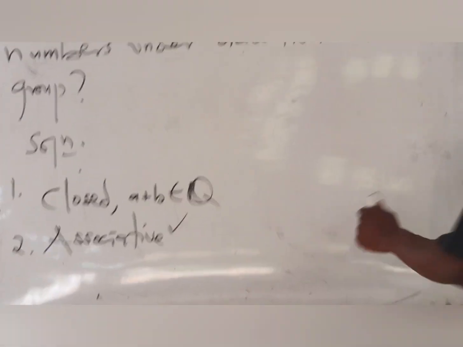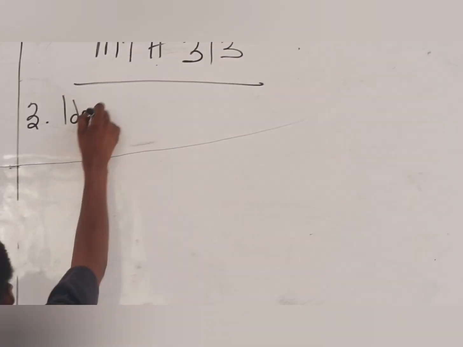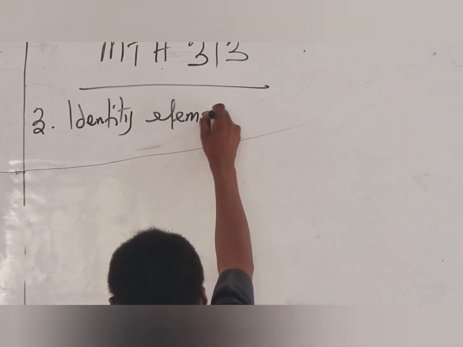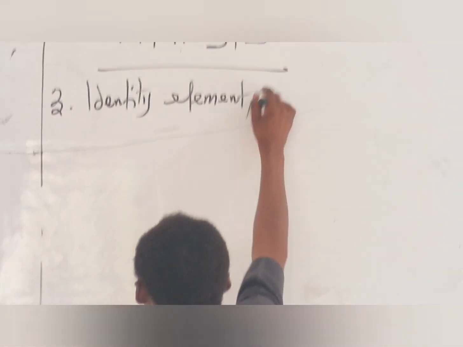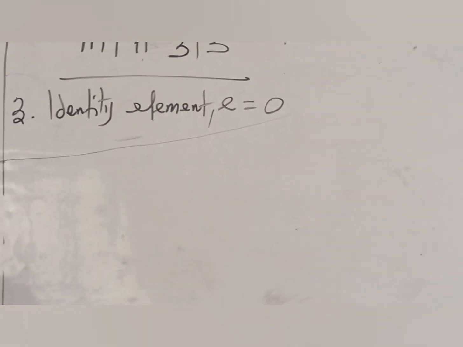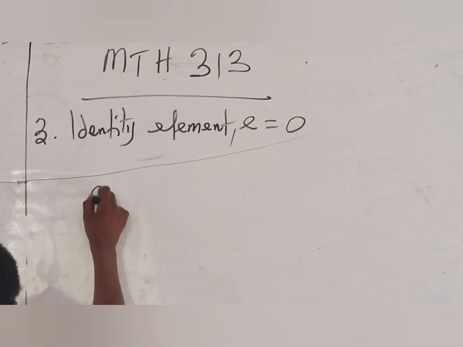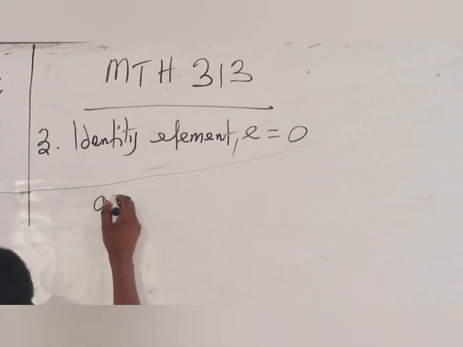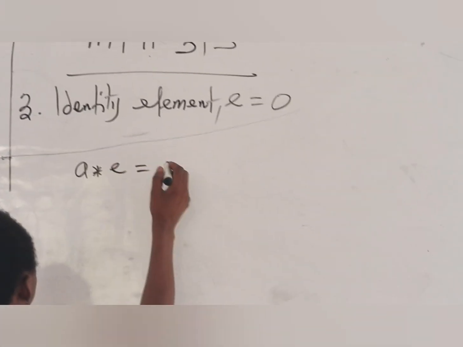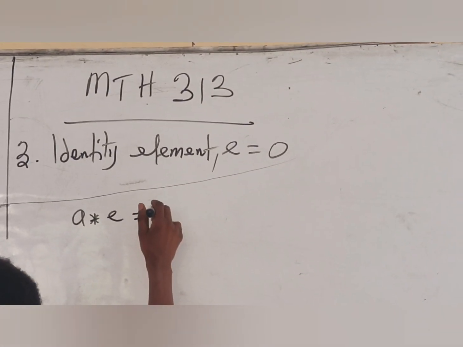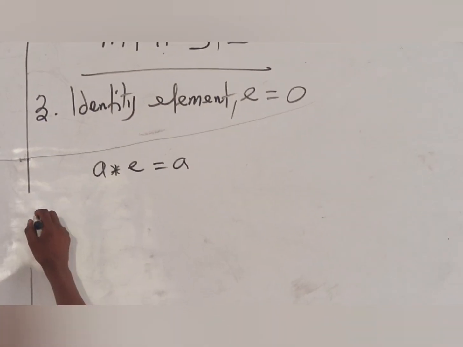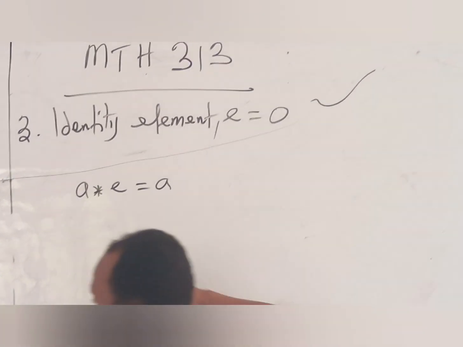So the third one says identity. The next requirement is that it must have an identity element. What will the element be? Zero, because our operation is addition. So it's zero. If you pick any rational number and add zero, you get the same number back. So we have an identity element as well.